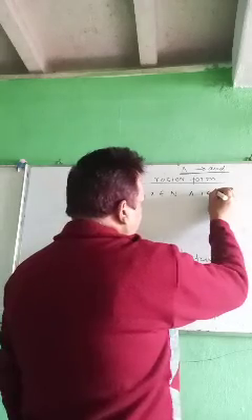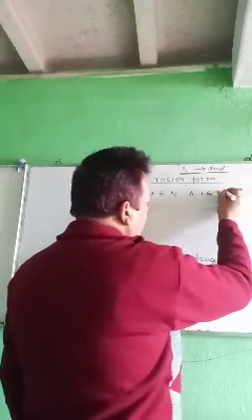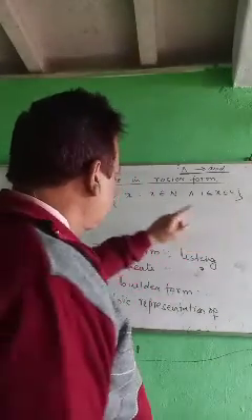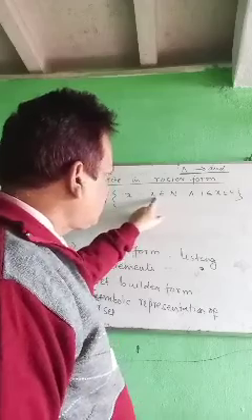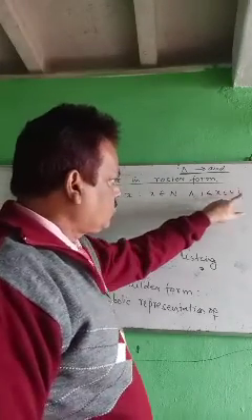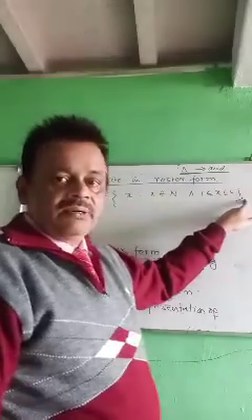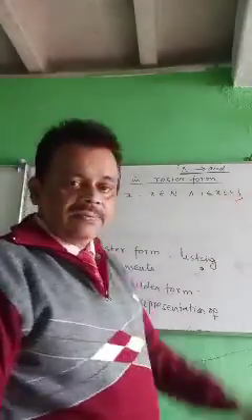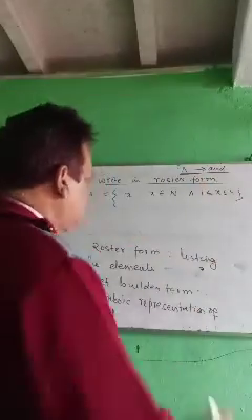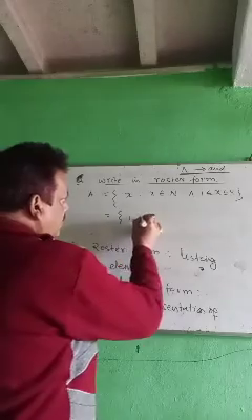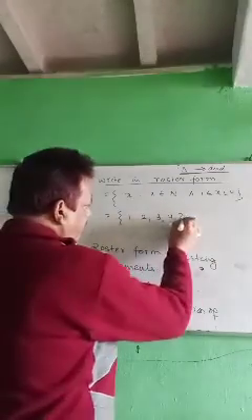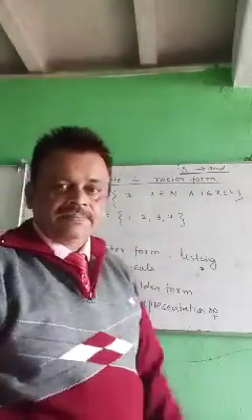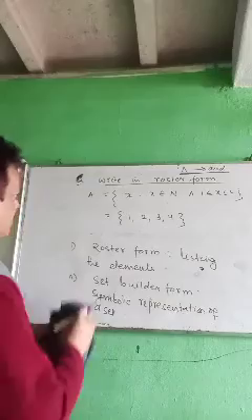x lies between 1 and 4. What is the meaning of this? Now you have to list out all the natural numbers from 1 to 4. Equality means 1 will be taken, 4 will be taken. So which are the natural numbers now? 1 to 4. Now you have to list out from here. So that will be 1, 2, 3, 4. This is the roster form. This is the set builder form. Okay, let's take one more example.